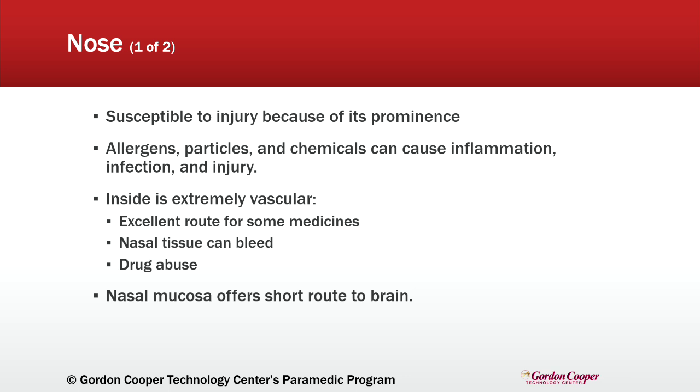The inside of the nose is highly vascular and has a rich blood supply of vessels. Of course, this vascularity provides an excellent route for the administration of certain medications because the nose can absorb substances quickly into the bloodstream. But the downside to this is that same vascularity makes the nose more prone to bleeding when irritated or injured. Also, the nasal mucosa offers a short route to the brain, which is why nasal delivery of some medications like nasal sprays or drugs can have fast effects on the brain, such as for pain management or for decongestion.